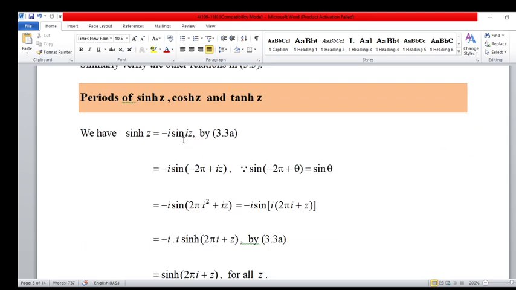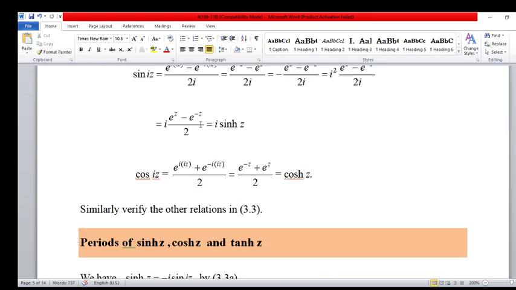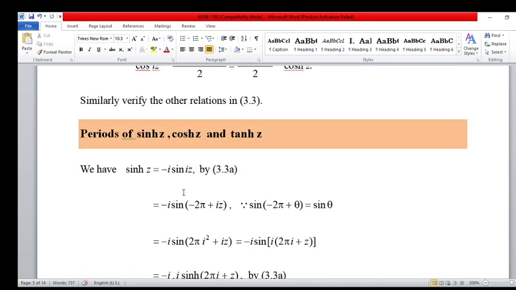Why is this value equal? Here sin iz is equal to i sin hyperbolic z, so sin hyperbolic z is equal to sin iz upon i, and multiplying by i upon i, we get i sin iz upon i square, which means minus 1. So sin hyperbolic z is equal to minus i sin iz.